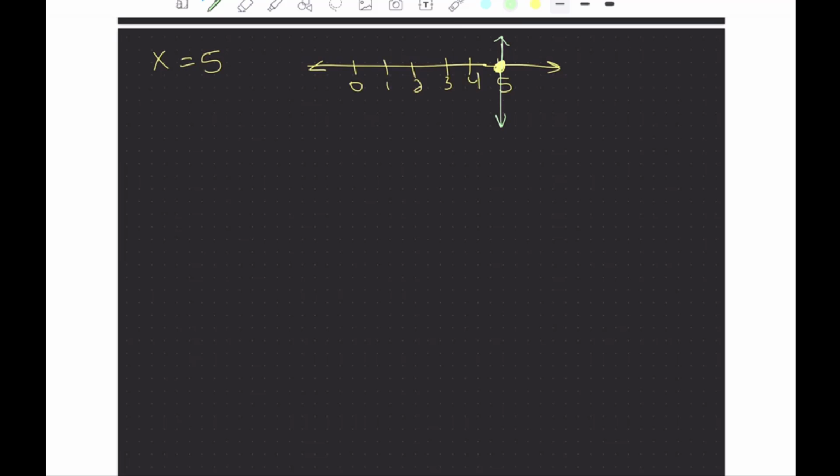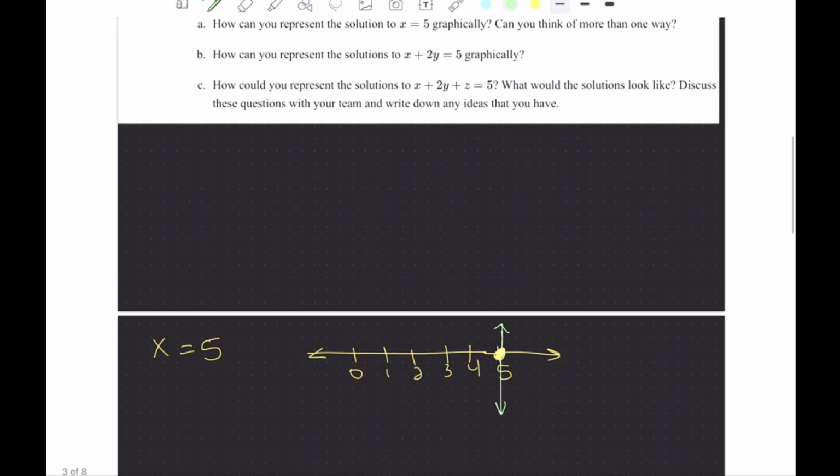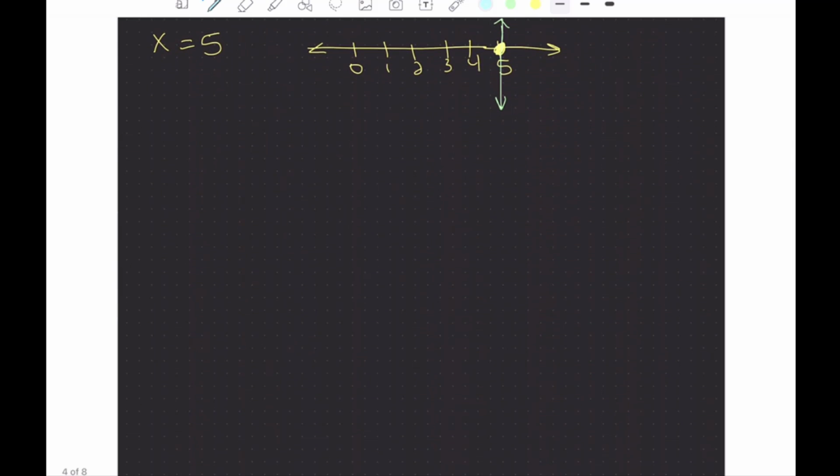All right. So for B, how can you represent the solutions to x plus 2y equals 5? So what do we got? x plus 2y equals 5. So how can we show or graph the solutions for that? What are we going to get? A line. Yep. How are we going to find out that line so we can actually graph it? Set it up in y equals mx plus b. Yep, we can do y equals mx plus b.